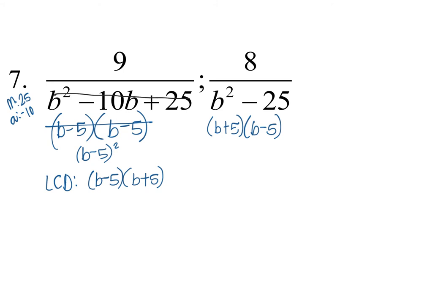The highest power of b minus 5 right here is 1. The highest power of b plus 5 right there is 1, so we're going to leave b plus 5 with a power of 1 because that's the highest it ever was. But if you look at b minus 5 over here, it happened twice, so its highest power is 2. So the LCD is b minus 5 squared times b plus 5.